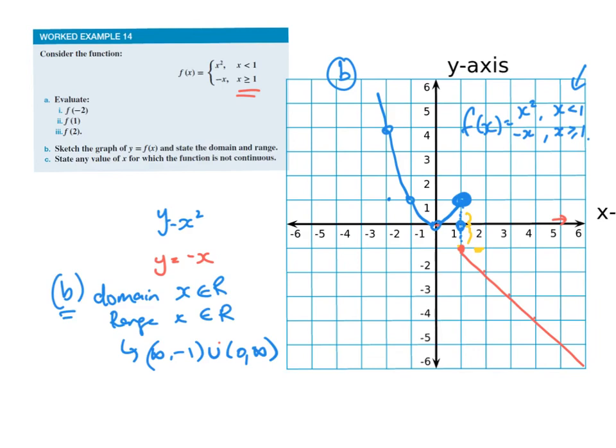Okay, part C, we're going to finish off here. State any value for x at which the function is not continuous. That's for x equals 1 because there's a drop. I'm going to put ramp or drop. Okay, that one's done.